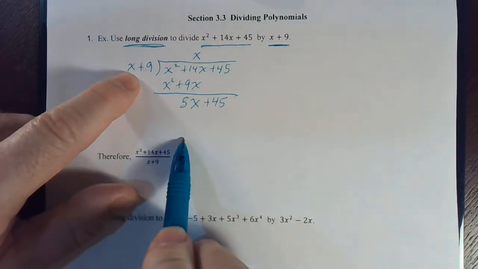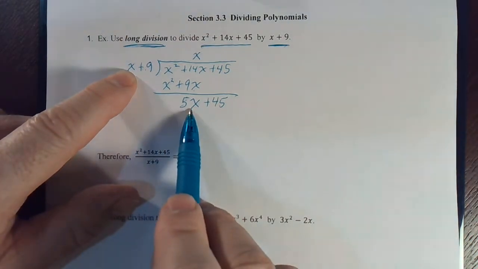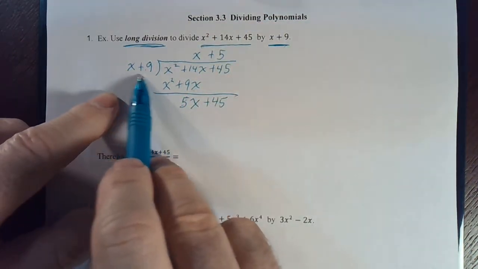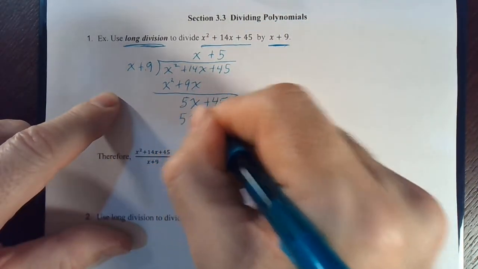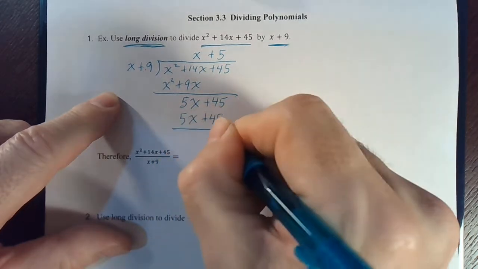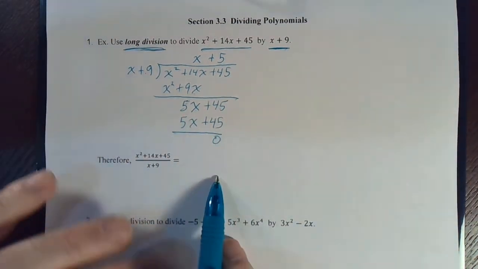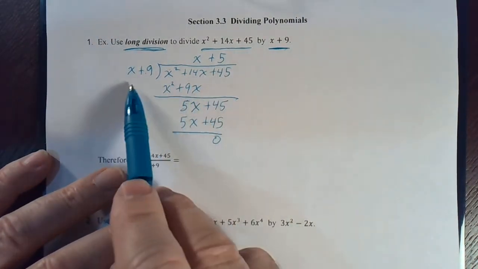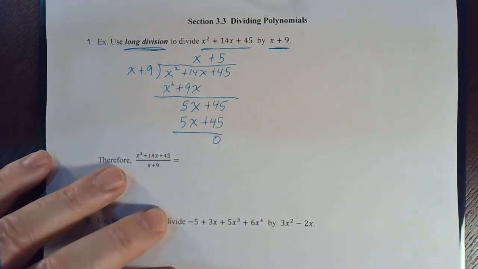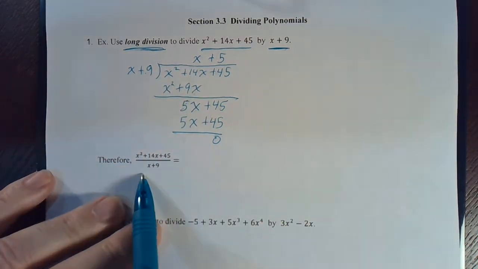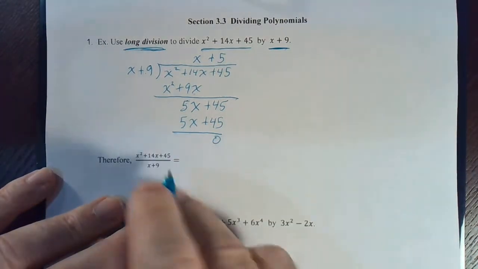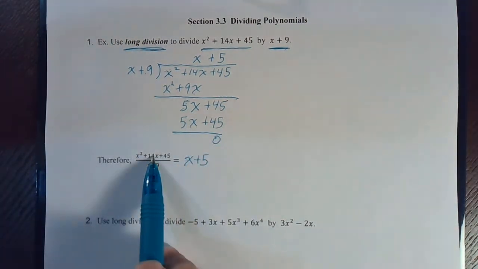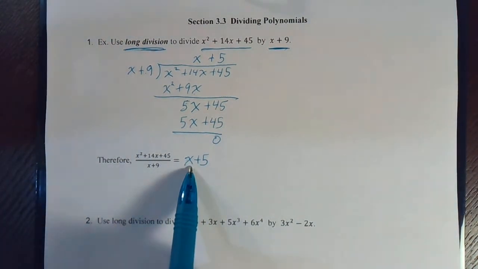So what would I have to multiply this by? We just look at the x. x times 5. So I'm going to put a plus 5 up there. And 5 times x plus 9 gives me that. Remainder 0. So we just found out that x squared plus 14x plus 45 divided by x plus 9 gives us x plus 5. So we could write this as x plus 5. Good enough. When we divide this polynomial by this one, we get this.